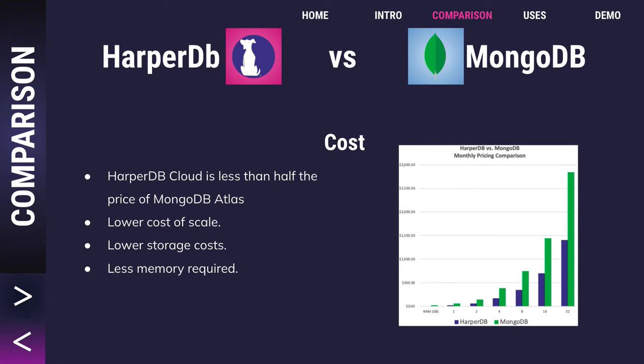HarperDB is less than half of the price of MongoDB Atlas, and it requires less compute, which then translates to lower cost of scale. It also does not duplicate data, unlike MongoDB, so that's why it will have lower storage costs. And HarperDB natively supports SQL and NoSQL, so you have less memory required.